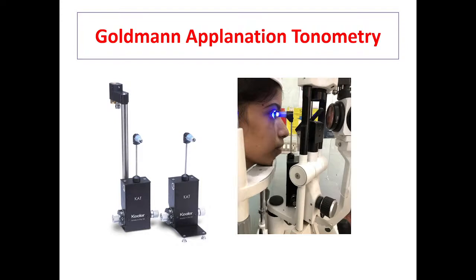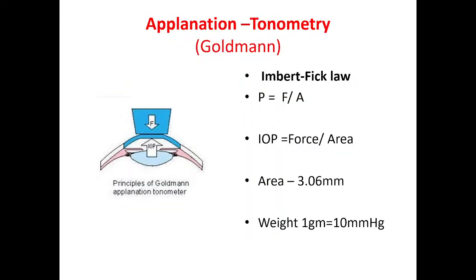So you have to apply the weight, 1 gram, 1.5, 2 gram, to applanate the cornea, and then we multiply it by 10, it will give us the reading. So what is the principle of Goldmann applanation tonometer? It is called the Imbert-Fick law. It's the gold standard tonometer used in every patient of glaucoma. We always record with this only.